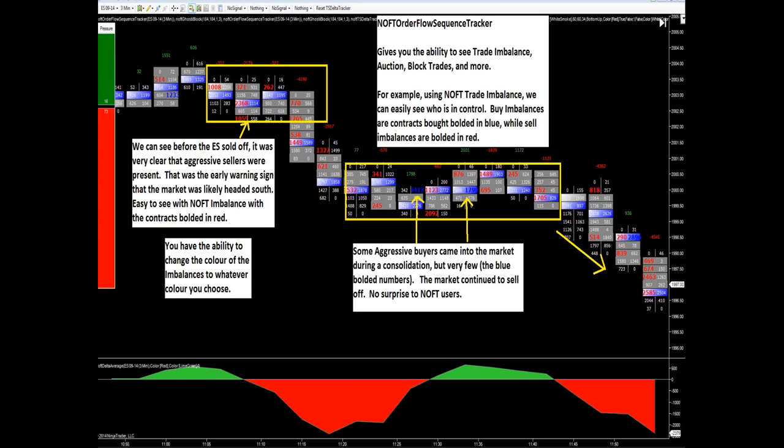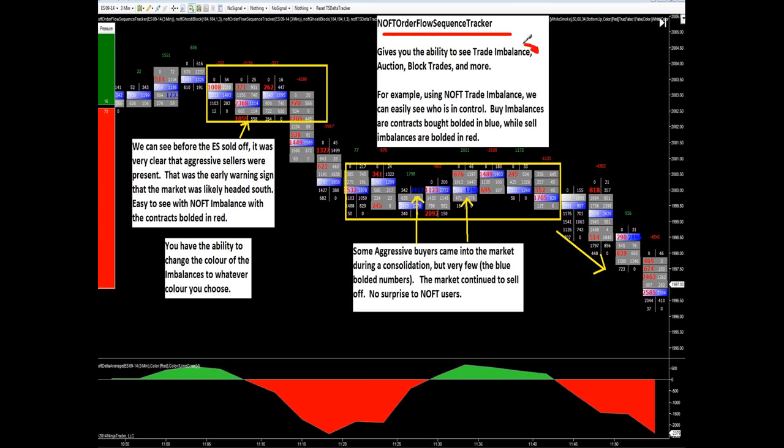We're going to move more into the education. I'll go through the indicators as part of it because I want to look at some real, recent charts. I want to show you one of the trades that I took on Friday. We talked about this earlier in the webinar: the main engine behind this whole NOF thing is the NOF order flow sequence tracker. What it does is give you the ability to see trade imbalance.